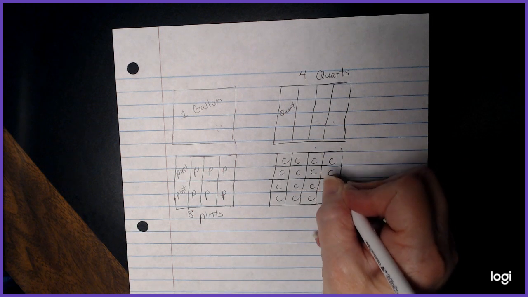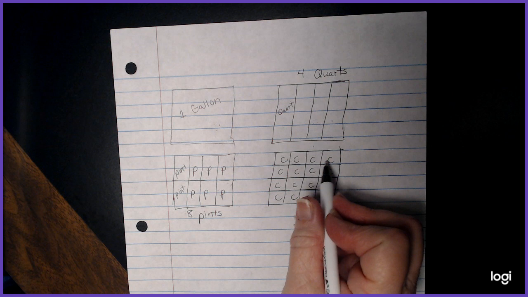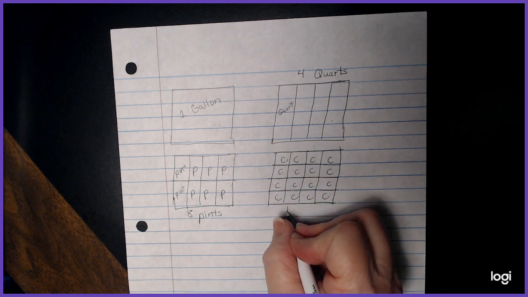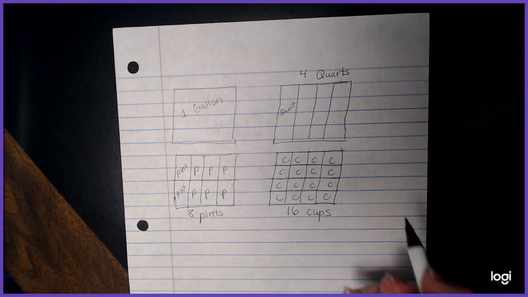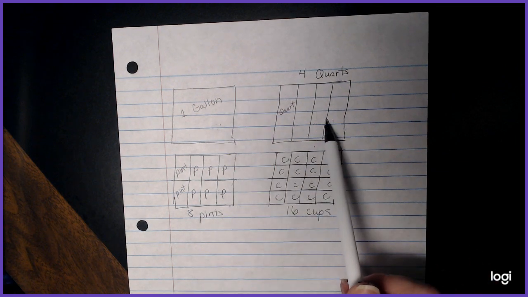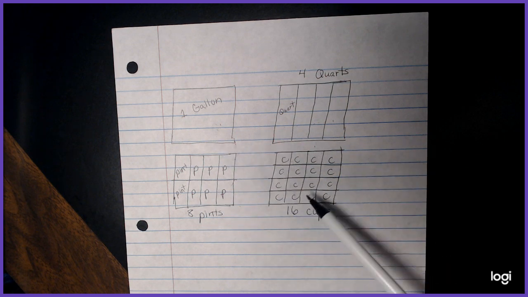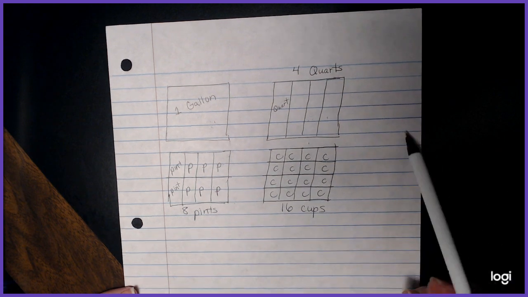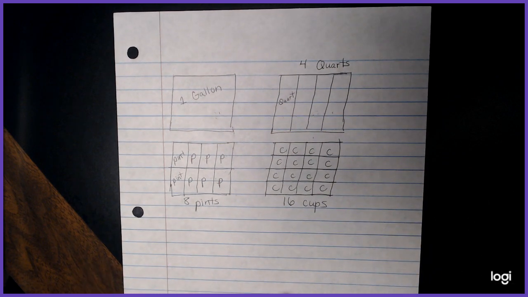C stands for cups. So we have 16 cups. So 1 gallon equals 4 quarts. It also equals 8 pints. And it also equals 16 cups. Having a little bit of this background knowledge will assist us in doing some converting of measurements.